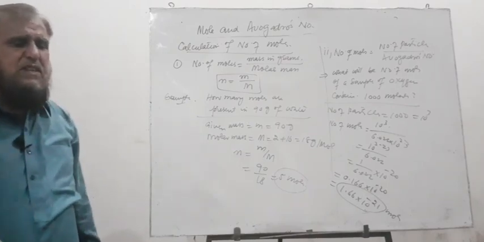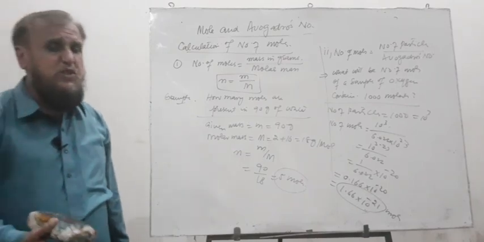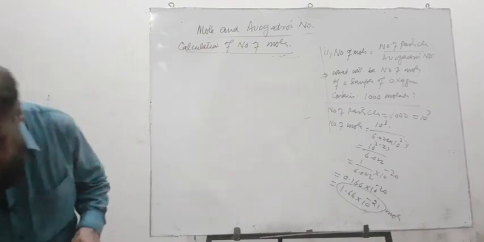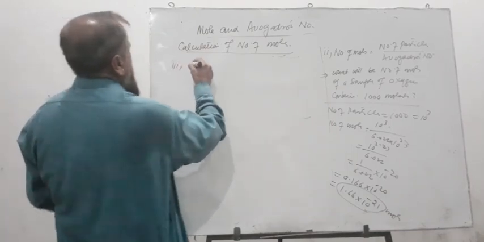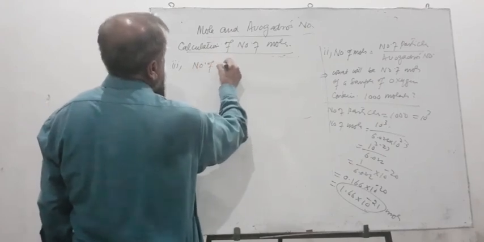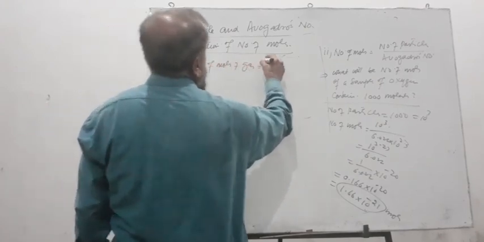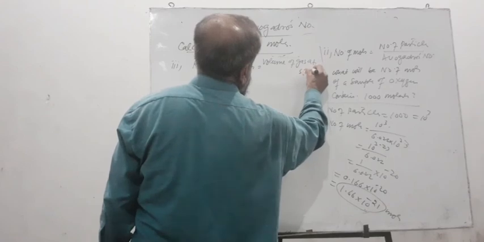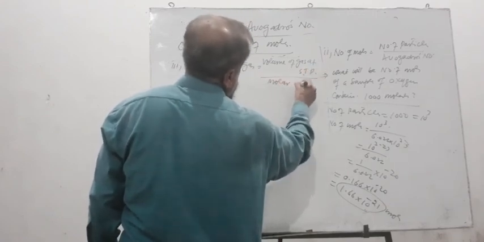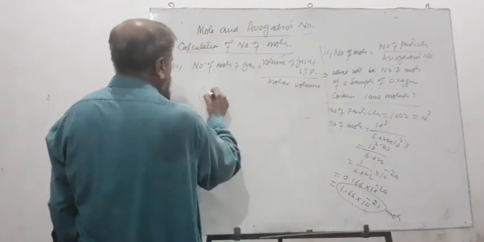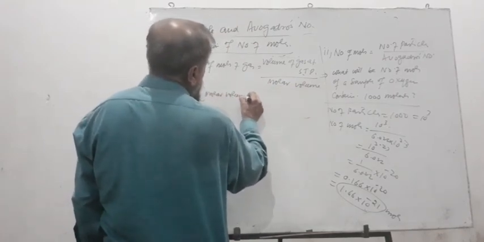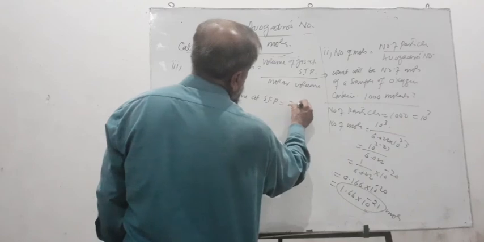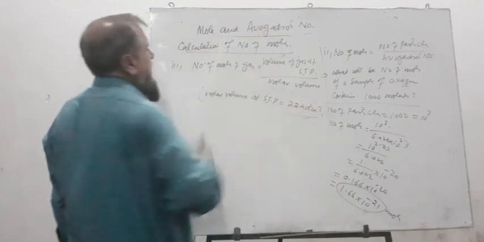The last equation which is used is this one. If we are given the volume of a gas at standard temperature and pressure, then we can calculate its number of moles by the third relation. The third equation is that the number of moles of a gas is equal to the given volume of gas at STP divided by molar volume. The molar volume is always fixed. The volume occupied by 1 mole of a gas is called molar volume, and molar volume at STP is 22.4 decimeter cube. So we can calculate the number of moles.